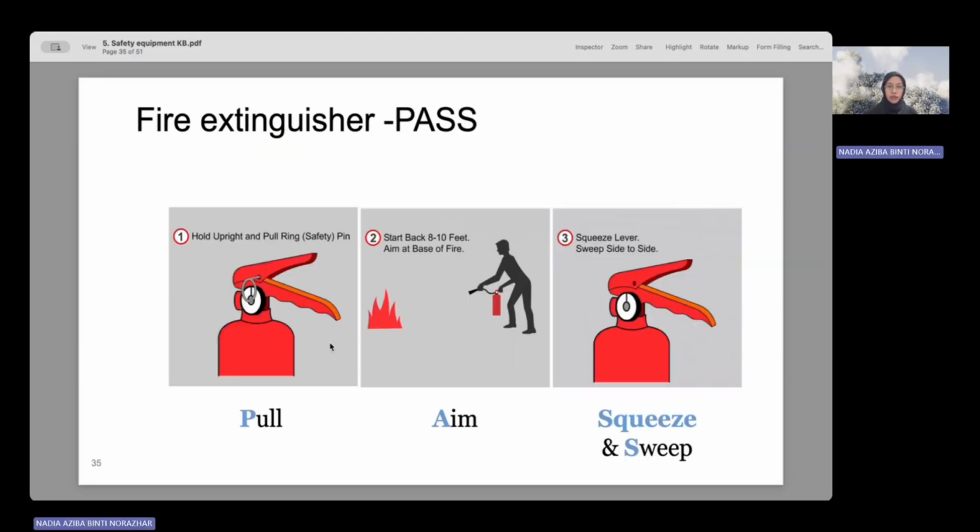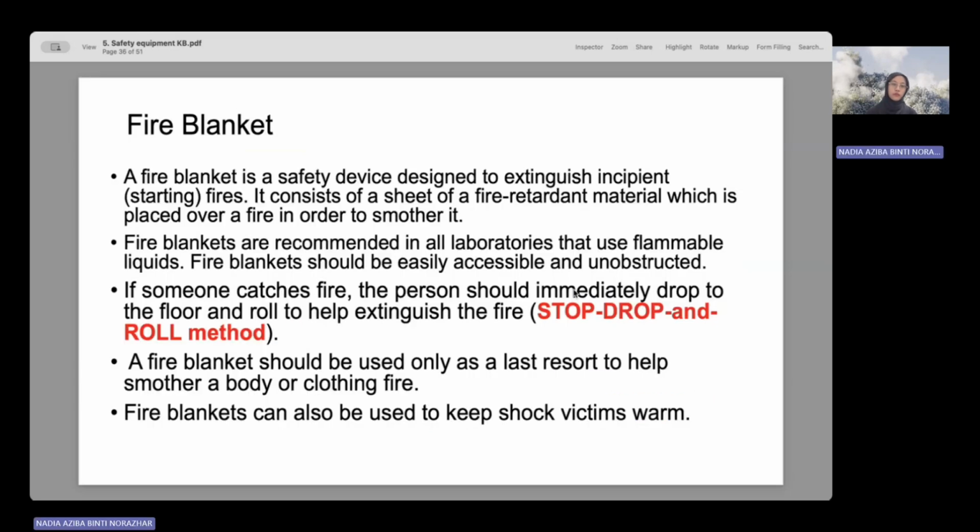Okay, this is the method to use a fire extinguisher. Remember PASS, which is pull, aim, squeeze, and sweep. For the pull part, we have to hold the fire extinguisher upright and pull the safety pin, and then start to back off by 8 to 10 feet and aim at the base of the fire. And then when we get our aim right, we can squeeze the lever and sweep side to side to put out the fire.